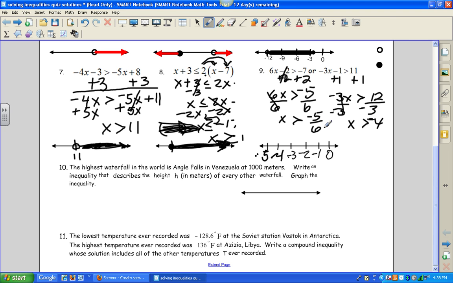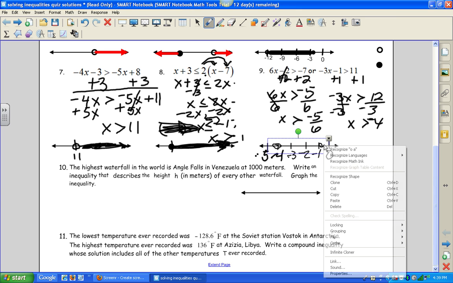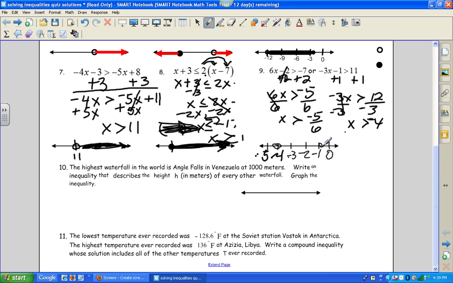Alright, so here we go. So x is greater than -4, so we know that's going to be an open circle on -4. X is greater than -5/6, so that's going to be an open circle also. So we know that -5/6 is not quite -1, so if you just put it really close to -1, that'll let me know that you know how to graph that on there. And then go ahead and shade in.